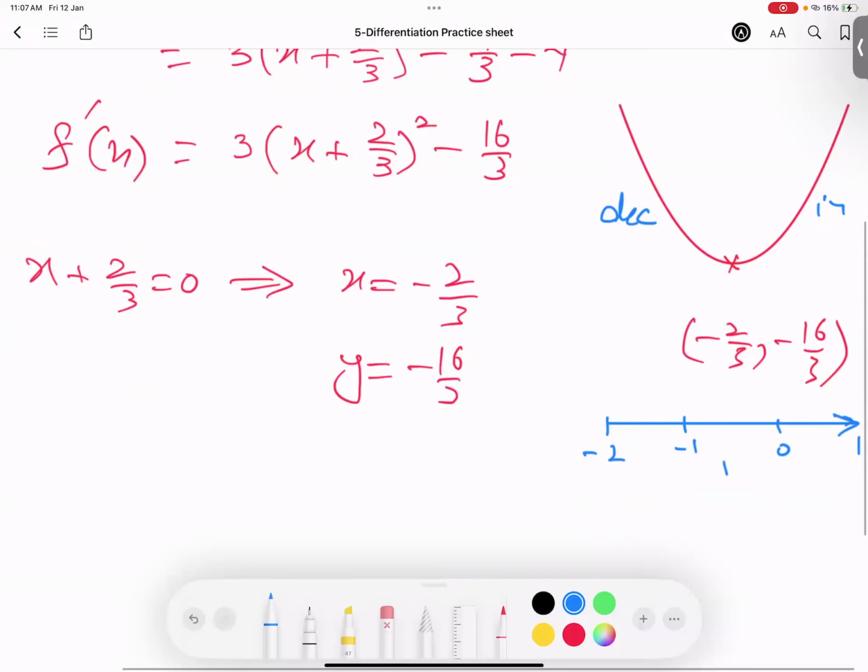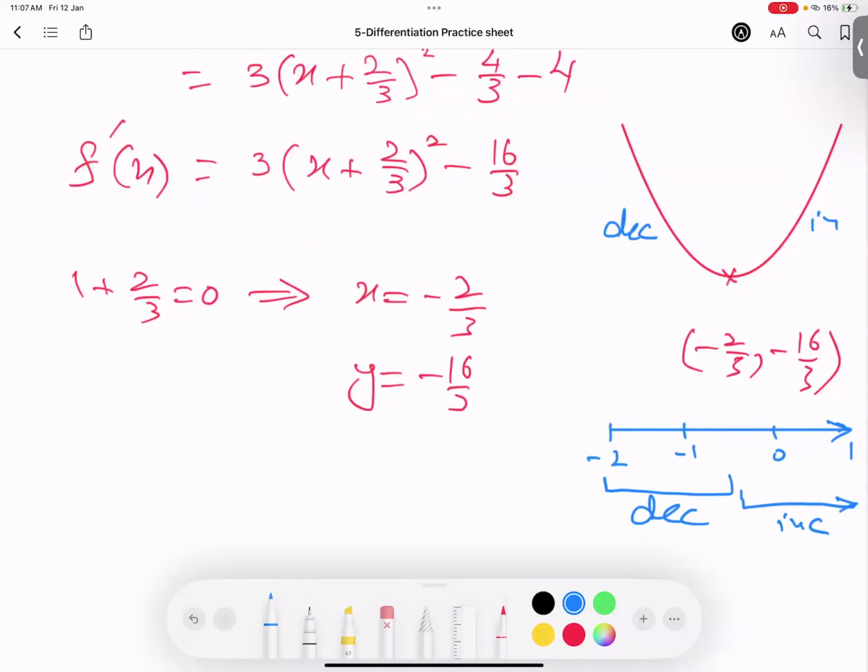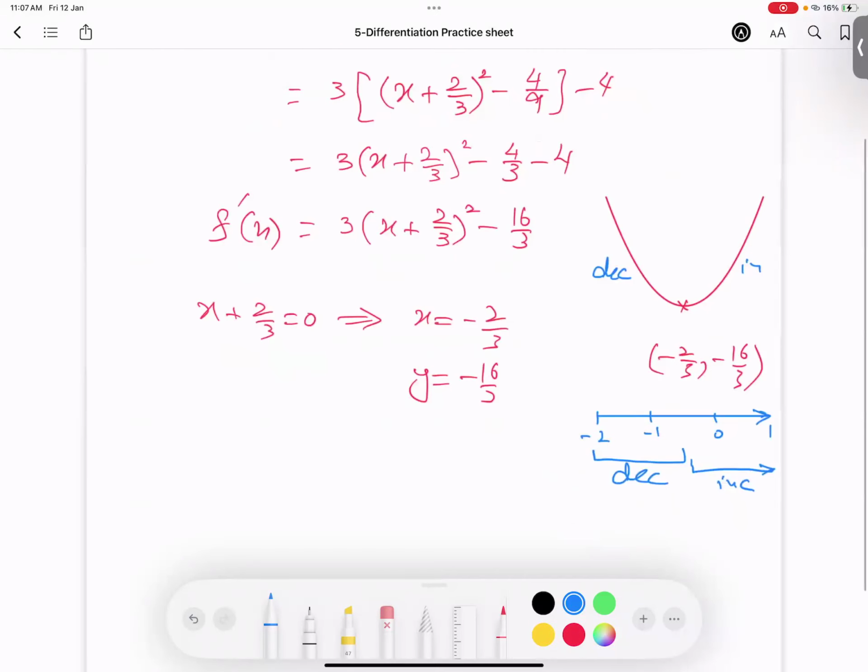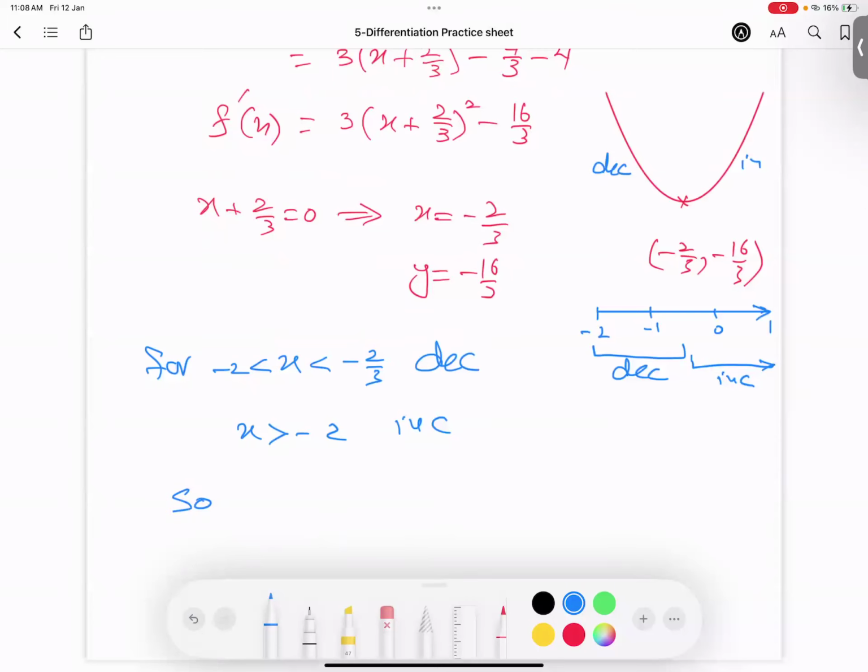So here it is decreasing, here it is increasing. From here till here is a decreasing function, and from here onwards forever is an increasing function. If such a condition happens, we can say that it is neither. So how to convince the examiner from here? We can say that for x value from negative 2 till negative 2 by 3, it is a decreasing function. And for x value bigger than negative 2 by 3, it is increasing. So the function is a mix-up, so that is called neither.